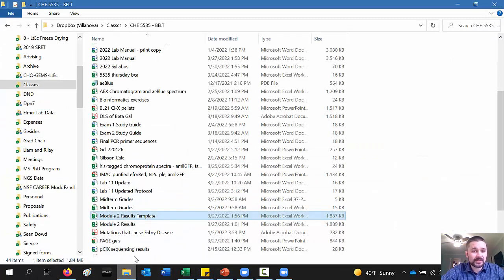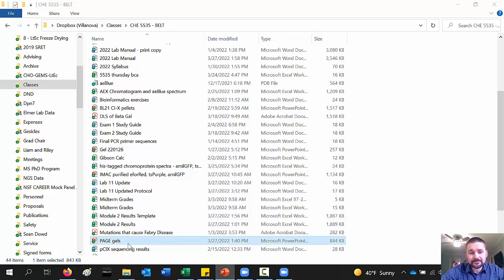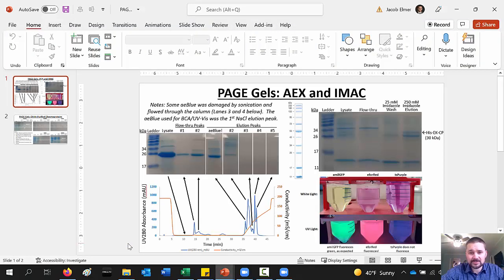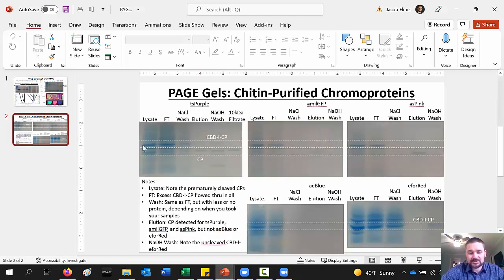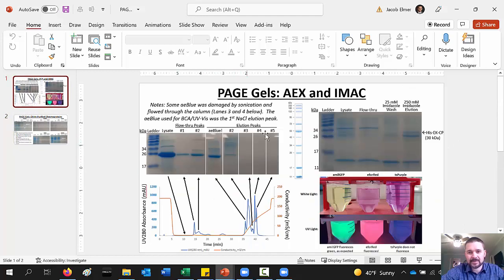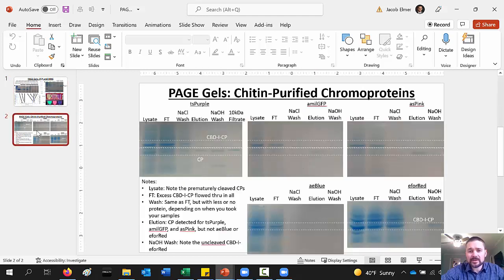Oh, there is one more other thing I just wanted to say real quick. Here we go, PAGE gels. You're going to have to show PAGE gels in the report, and I've shared these with you. There's not much more labeling to be done, but please make sure that you do have your target proteins labeled somehow, okay? And maybe fill out the rest of this ladder as well, okay? Oh, and then yeah, I wanted to talk through these results as well.